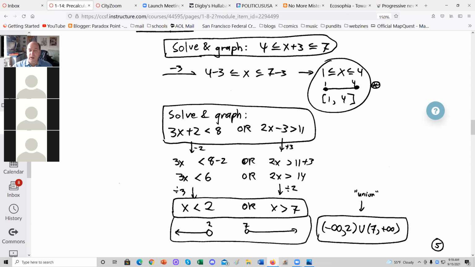Or here, 2x minus 3 is greater than 11. Add 3 to both sides. 2x is greater than 11 plus 3. 2x is greater than 14. Divide both sides by 2. 2 is positive, so this keeps the inequality the same, and you get x is greater than 7. So x is less than 2, or x is greater than 7. So here's a union of half lines. Minus infinity to 2, union 7 to infinity.